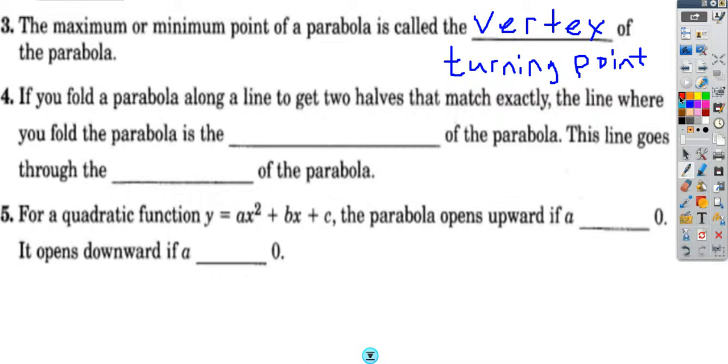If you fold a parabola along a line to get two halves that match exactly, the line where you fold the parabola is the axis of symmetry. This line goes through the vertex of the parabola.